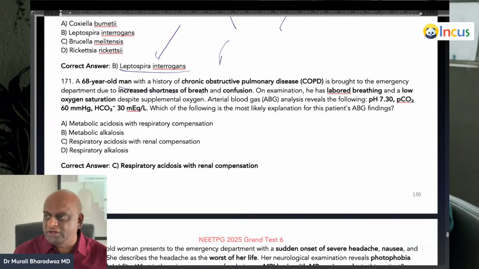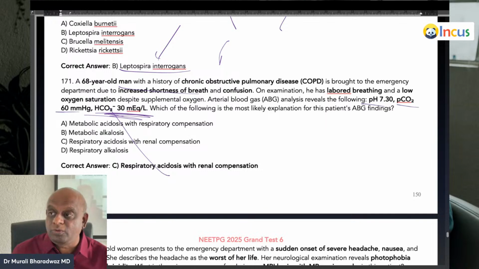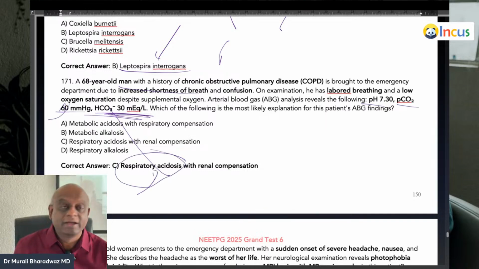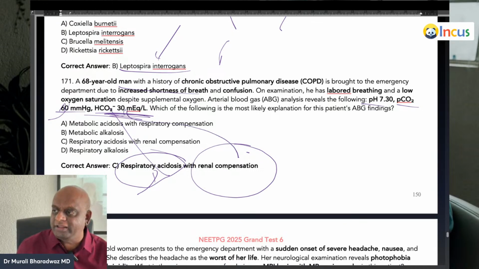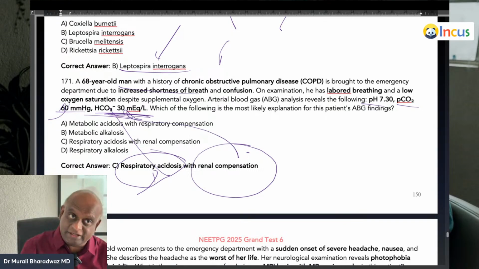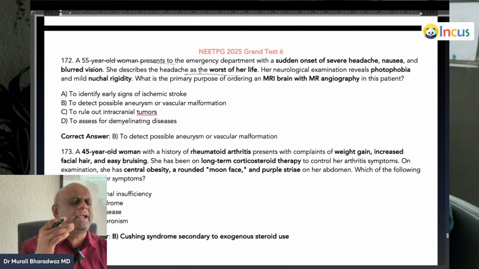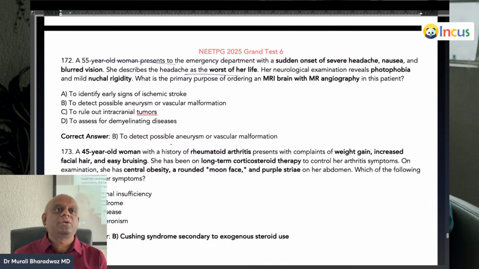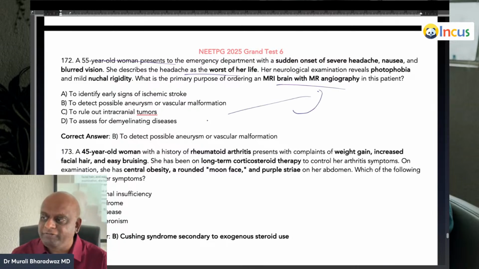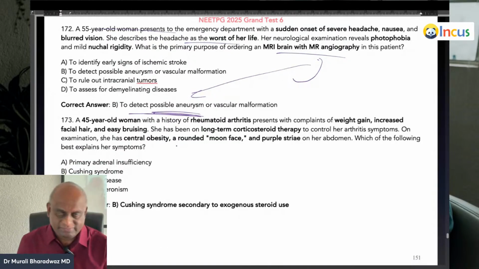A 68-year-old with COPD with increased shortness of breath and bicarb is 30, pH is 7.3, PCO2 is elevated. That means primarily it is respiratory acidosis with a renal compensation where the kidney will try to retain the bicarb. Yesterday also we discussed this. A 55-year-old says, I have the worst headache of my life, subarachnoid hemorrhage. But CT was normal. Then what do you need to do? You need to do MRI brain and MR angiography and detect possible aneurysm or berry aneurysm.